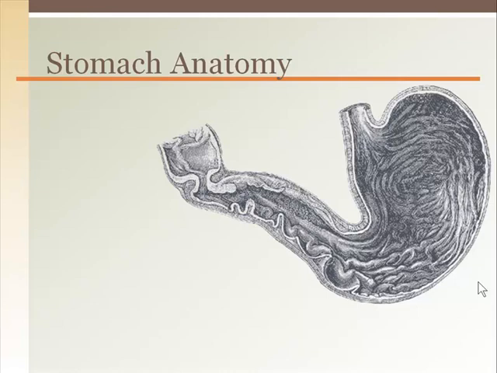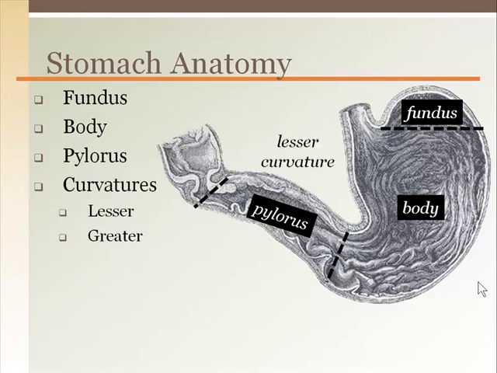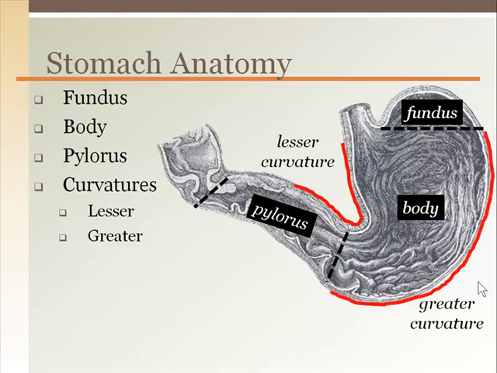The stomach has a number of regions and features. The fundus is a main region that is above the opening to the esophagus. The body is the main portion, and the stomach tapers to a narrow region called the pylorus and pyloric antrum. The shape of the stomach gives two curvatures. The lesser curvature is along the superior border, and the greater curvature is along the inferior border.